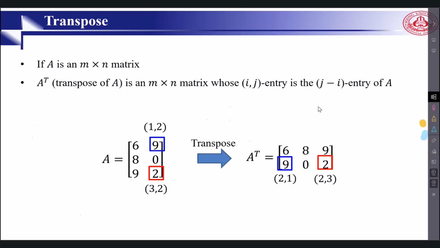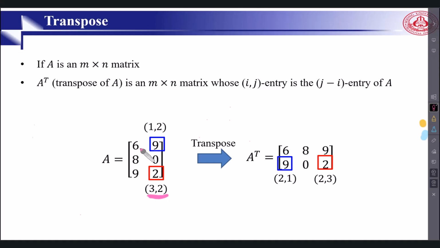Transpose of a matrix is flipping the rows and columns of a matrix. It means when we have a matrix of m by n, we change it to n by m. So here we have a matrix, this is 1, 2, 3, so this is 3 by 2. We change it to 2 by 3.